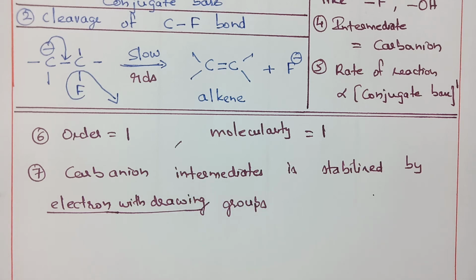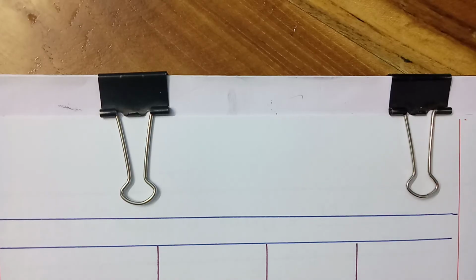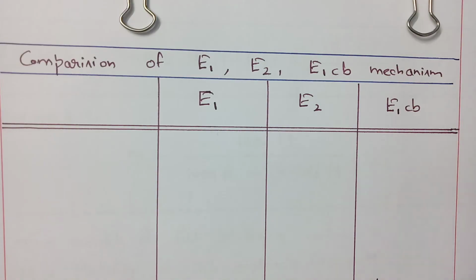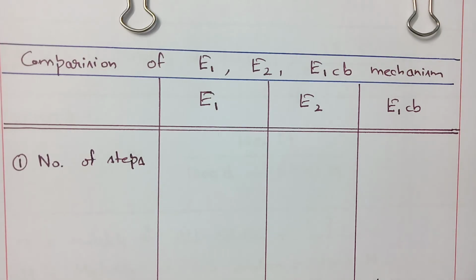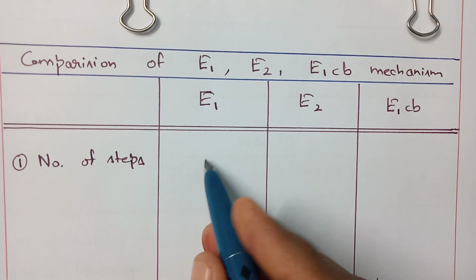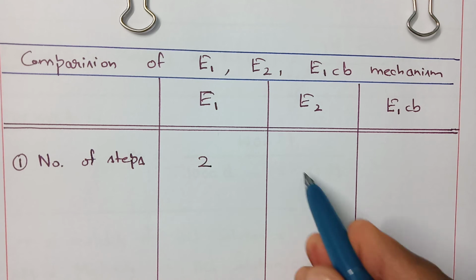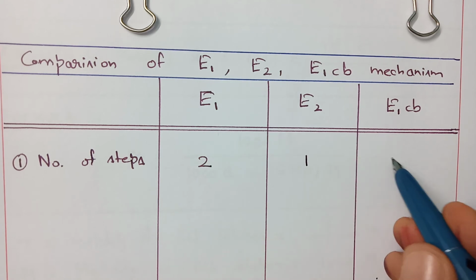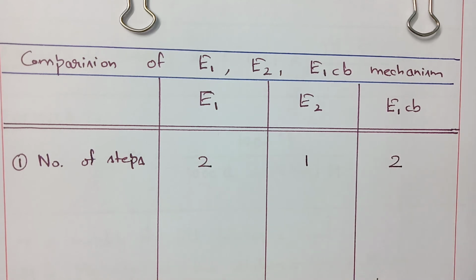So these are the important points in the E1cB mechanism. Now let us compare the E1 mechanism, E2 mechanism and E1cB mechanism simultaneously. Comparison of E1, E2, E1cB mechanisms. Number of steps: E1 mechanism occurs through 2 steps, E2 mechanism 1 step, E1cB again 2 steps.